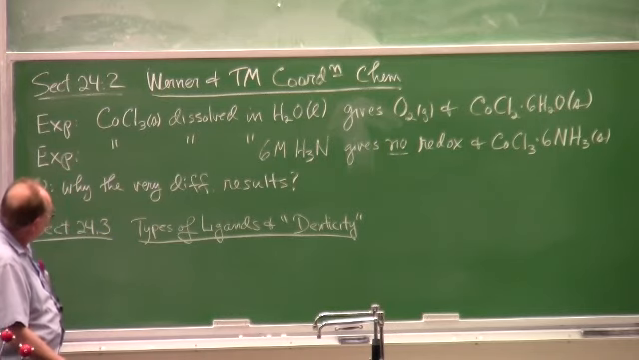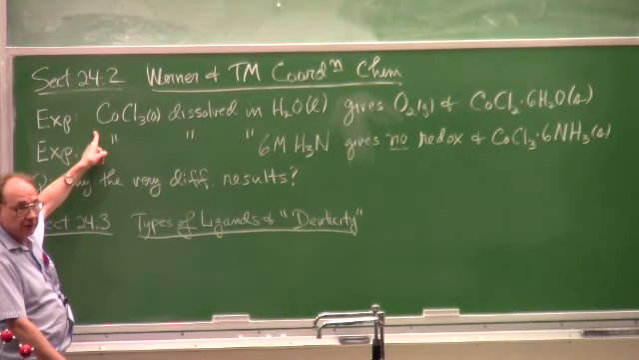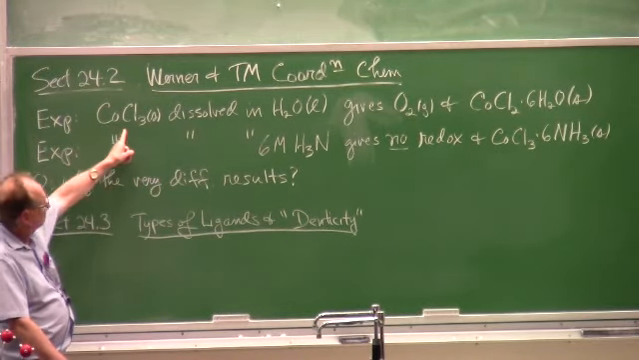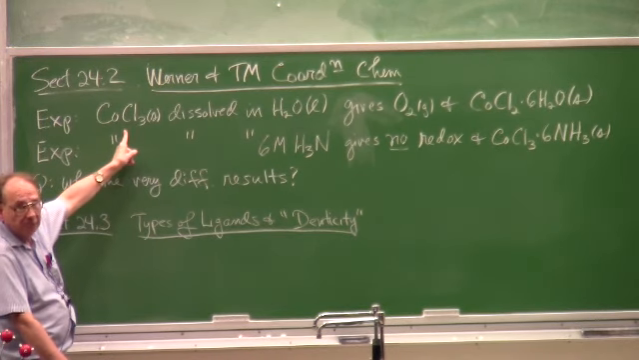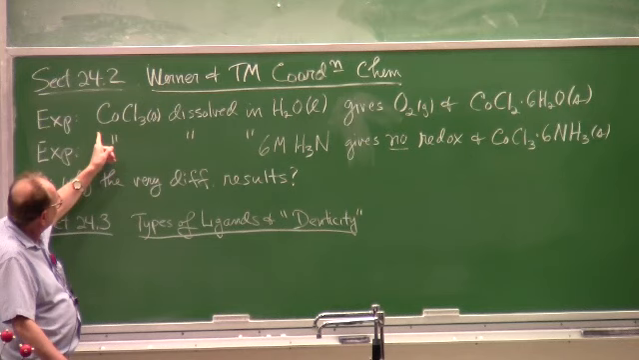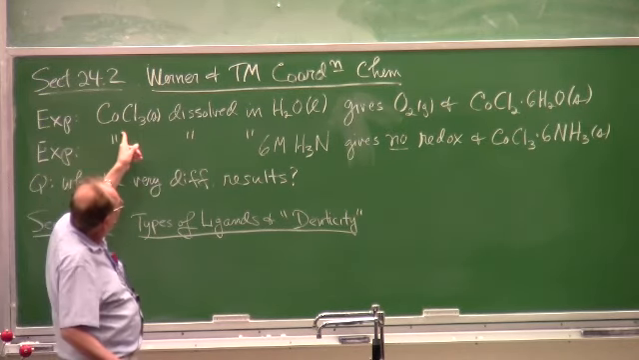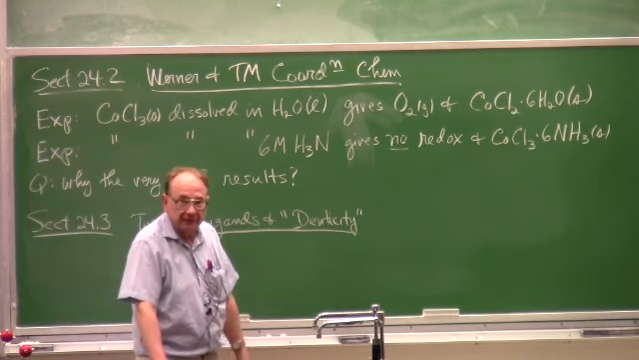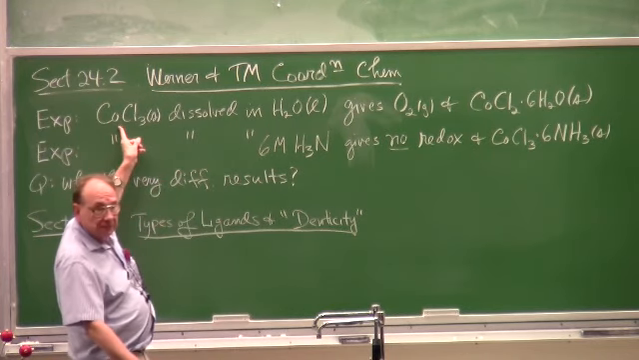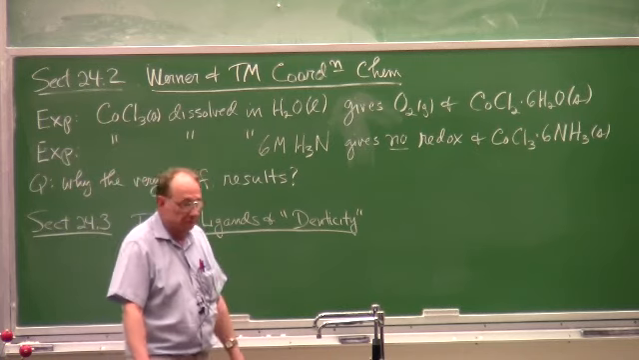Let's take a look at a case. Cobalt-3 chloride, a simple salt, an ionic compound mainly. Cobalt in the +3 oxidation state. Pure stuff dissolved in water. That's it. A simple binary ionic compound dissolved in water.